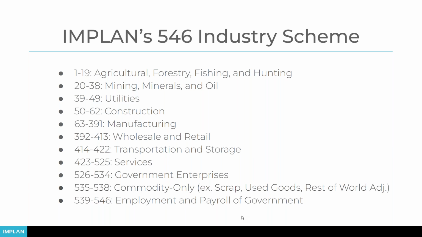And that is because IMPLAN's industry scheme is based largely on the BEA's input-output benchmark table. Every 5 years, the BEA updates their input-output accounts, which means that on those years, IMPLAN datasets also undergo important updates as well. The last update occurred in our 2018 dataset and will be used through our 2022 dataset. Annual IMPLAN datasets are typically released the year following the one they represent. So we just released our 2020 dataset in December of 2021.